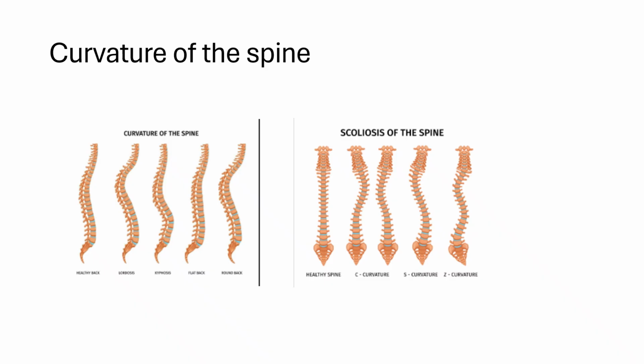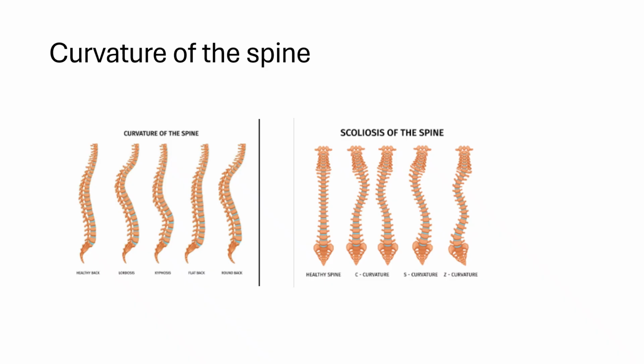Then on the right side of the screen, you have scoliosis. And scoliosis is just an abnormal curvature of the spine in a lateral position, which means it can be curved left, right. Sometimes they have an S pattern, sometimes they even have a Z pattern. All of these are not recommended because it throws off the weight distribution and weight bearing that your body can handle.